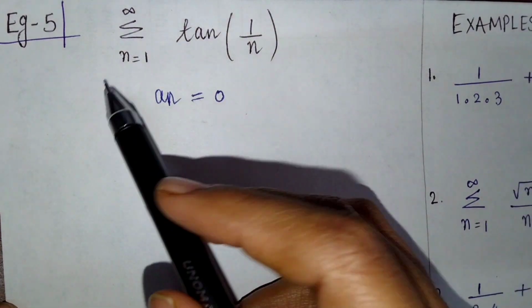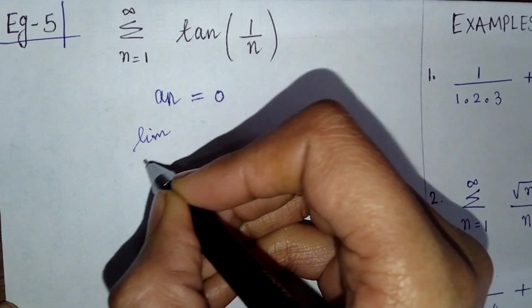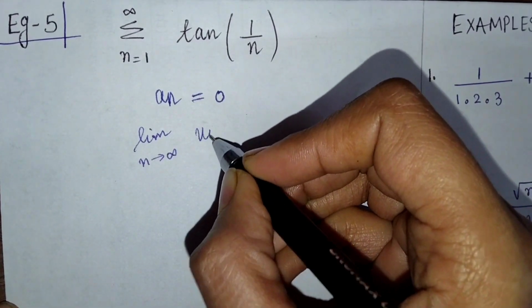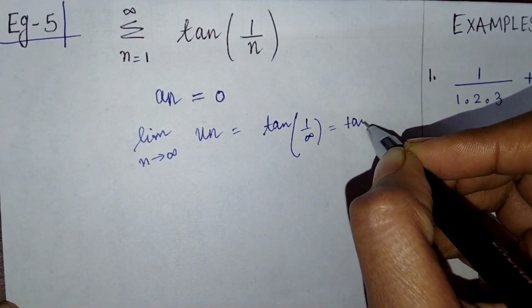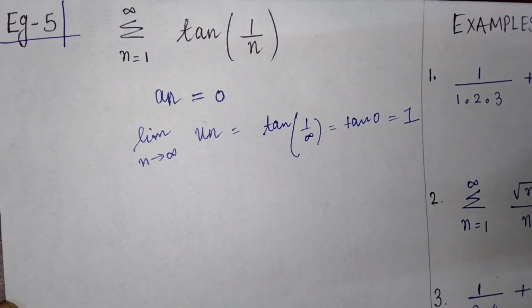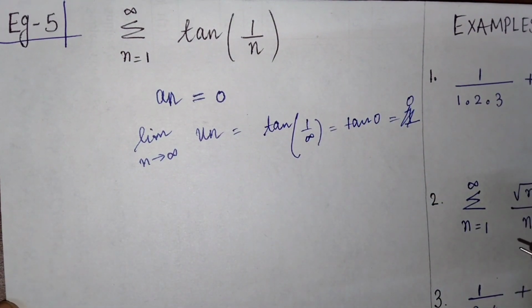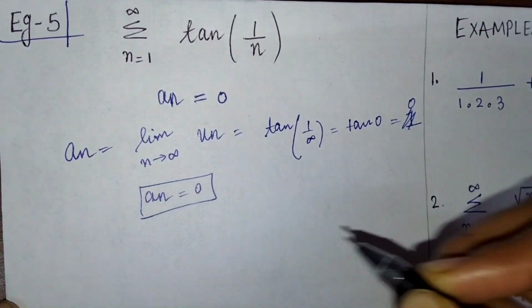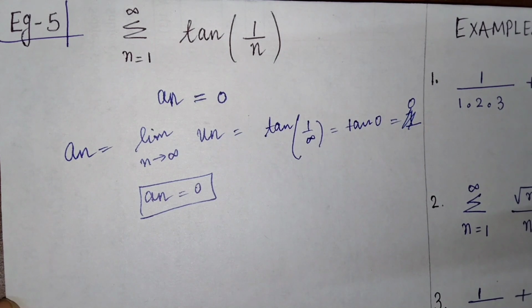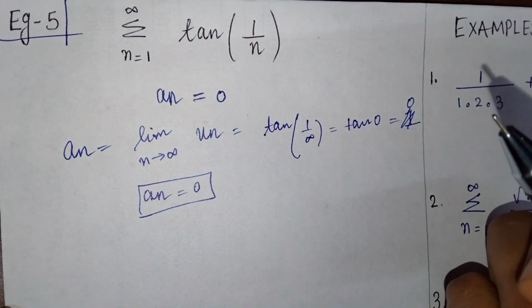So you can check here if you want to check. Here if we put limit n tends to infinity according to the nth term test in Un, then we will directly get tan(1/infinity), that is tan 0, and the value of tan 0 is 0. So we can directly see that the value of an is equal to 0. And whenever an is equal to 0, we have to apply another test. We cannot apply the nth term test there. So here we can apply the comparison test.